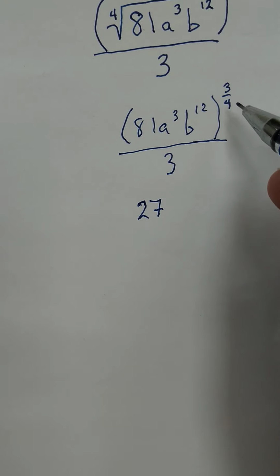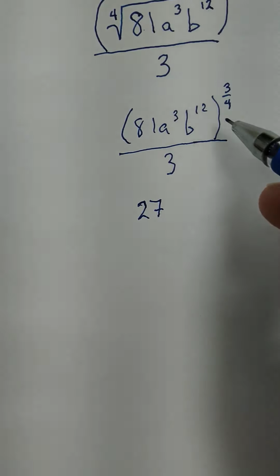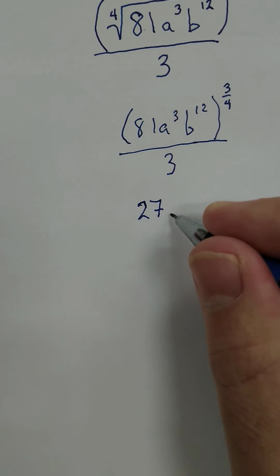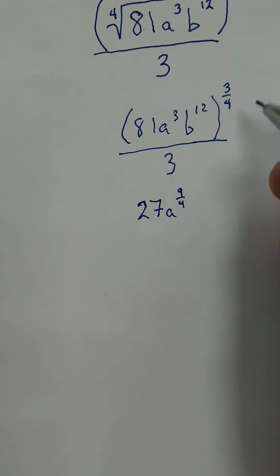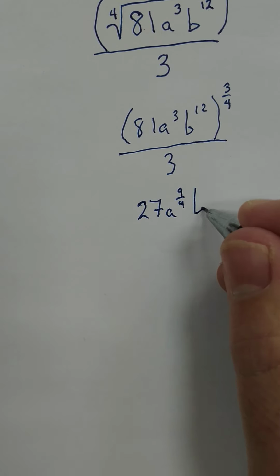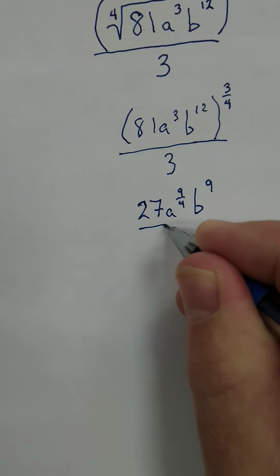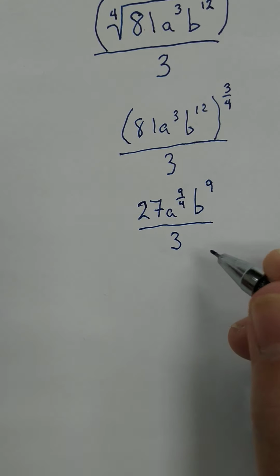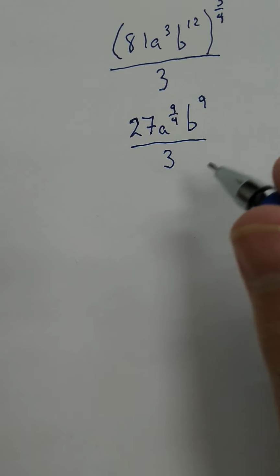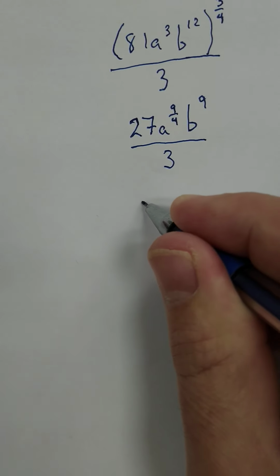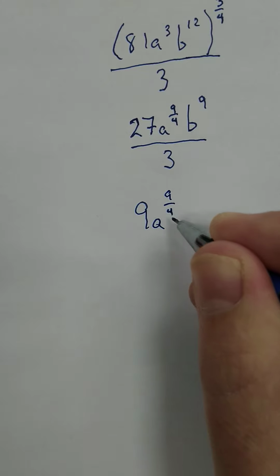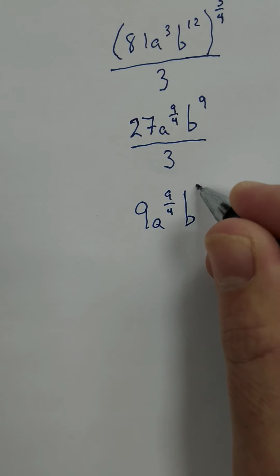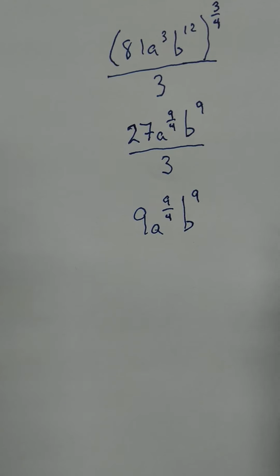Okay, now for these others, I'm just going to use a power rule. So that's going to be a to the 9 over 4. And that's going to be b to the 9, because I'm just multiplying those fractions, over 3. And one more step is divide the 27 by the 3. So we've got 9a to the 9/4, b to the 9. Finished.